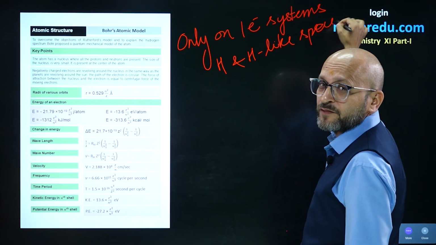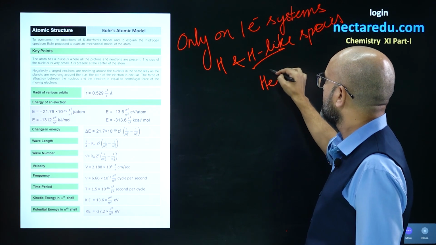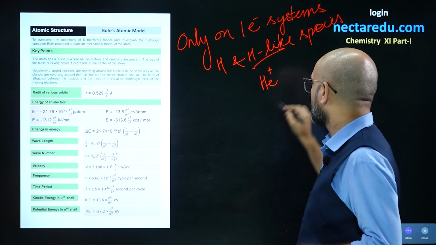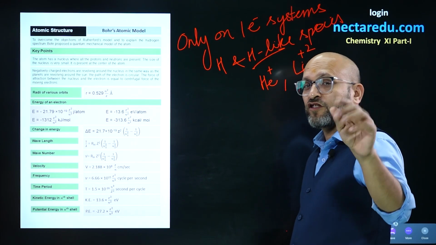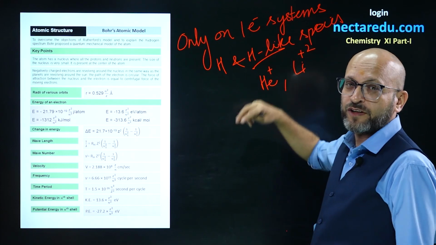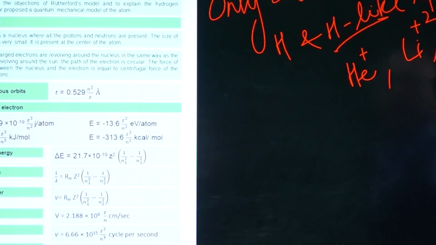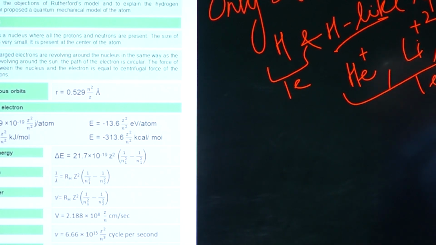What are hydrogen like species? Hydrogen like species are He plus. Helium has 2 electrons, He plus has 1 electron. Li2 plus: lithium has 3 electrons, but plus 2 means 2 electrons have been removed, so Li plus 2 again has 1 electron. Be3 plus has 1 electron. All these species have 1 electron.